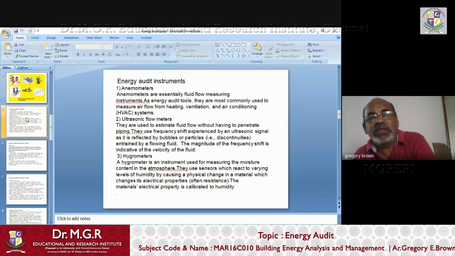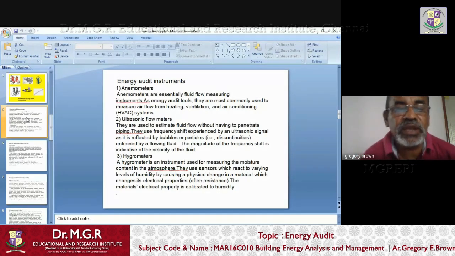Now, hygrometer is an instrument used for measuring the moisture content in the atmosphere.